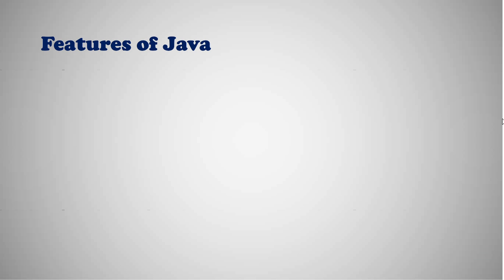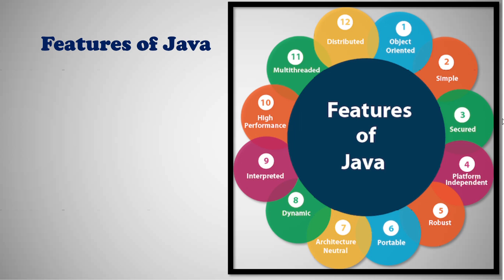A list of the most important features of Java language are simple, object-oriented, portable, platform-independent, secured, robust, architectural neutral, interpreted, high performance, multi-threaded, distributed, and dynamic. So the picture which is displayed over here has all the features of Java language. Now it's time to discuss these features individually.